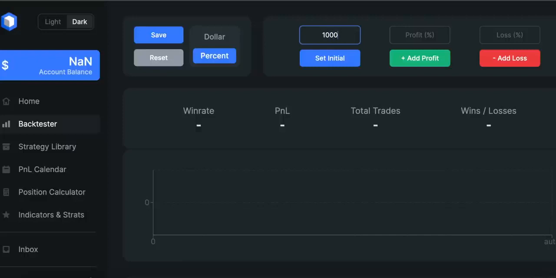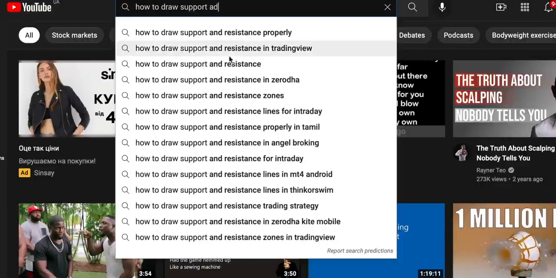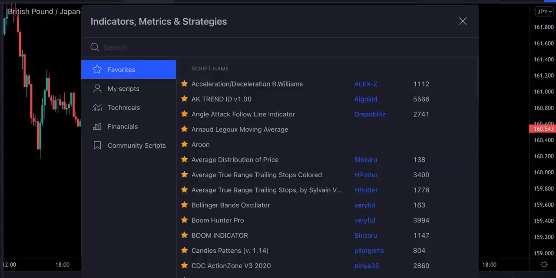So today I actually decided to backtest my price action skills 100 times and see if I could make any money. But before doing that, I had to watch a couple of videos on YouTube about how to properly draw support and resistance lines. Okay, so we're currently looking at the British pound, Japanese yen, 15-minute chart, and for this strategy we're only going to use one indicator, and that indicator is called average true range.